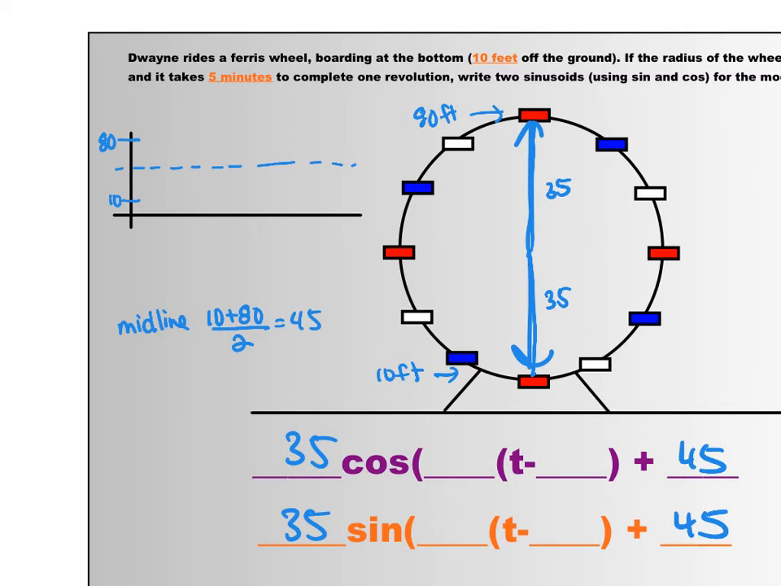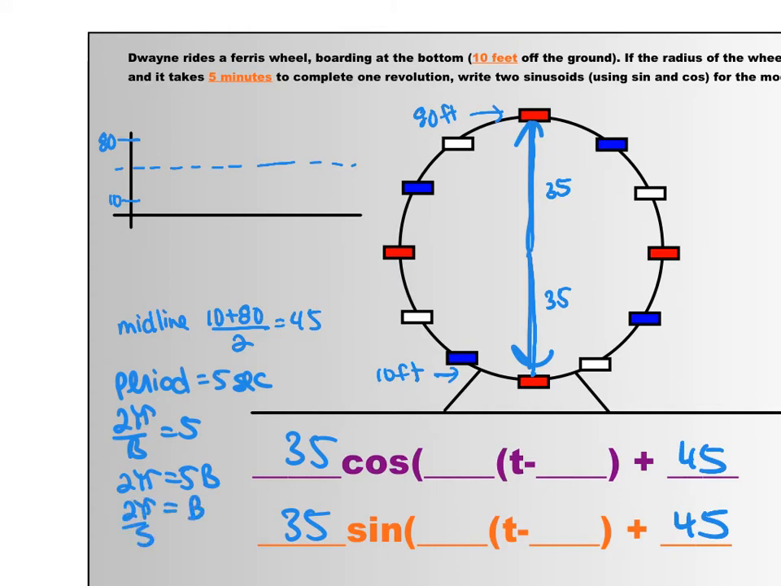Now we have to figure out the period. It said in the problem that the period for this function is 5 seconds. So we need to figure out b. So that means 2 pi over b is now equal to 5 seconds. If we multiply by b and divide by 5, b ends up being 2 pi over 5. That is going to be the same for cosine and for sine.